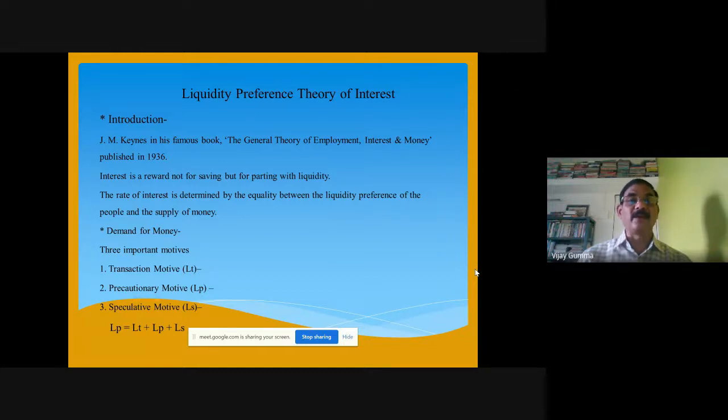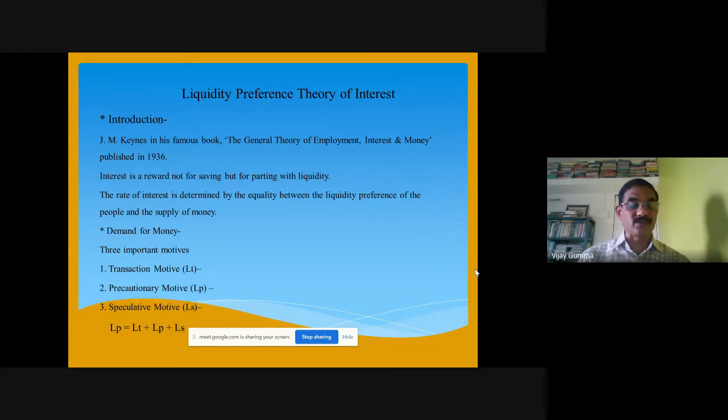According to John Maynard Keynes, interest is a reward not for saving but for parting with liquidity. To part with is a phrase that means to make a sacrifice of liquid money, or money in the form of cash. Once again, according to Keynes, interest is the reward not for saving but for parting with liquidity.